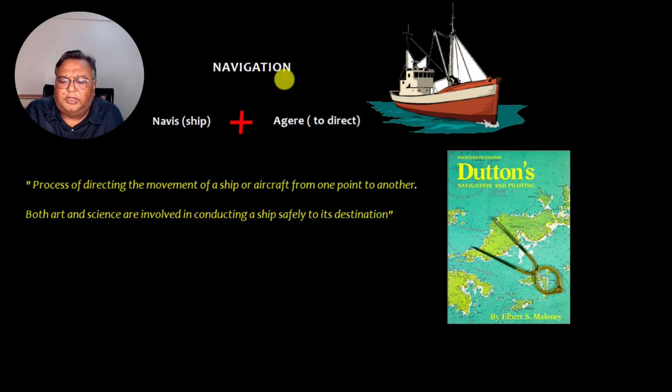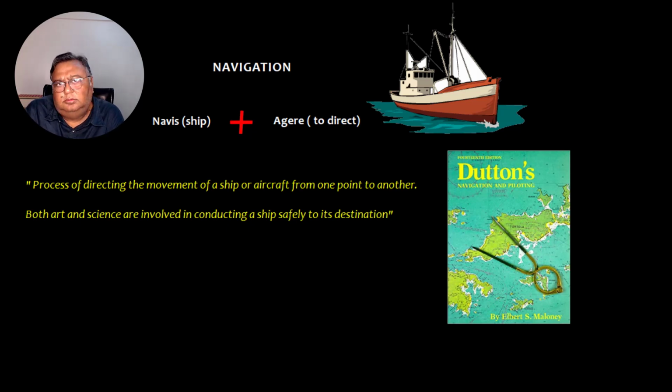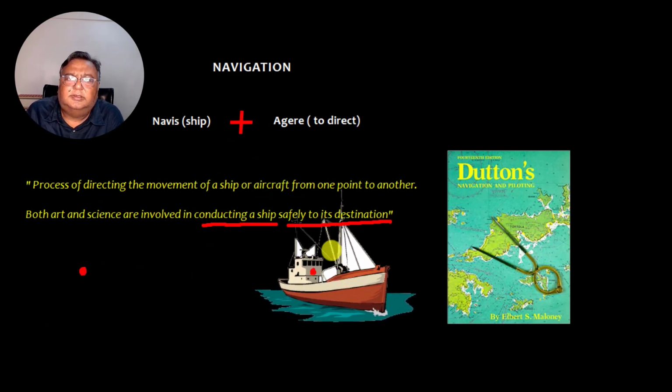Let's talk about navigation. Navigation is made up of the words navis, that is ship, and agere, which means to direct. Basically, this is the process of directing the movement of a ship or aircraft from one point to another. It is both art and science, which involves conducting a ship safely to its destination. So, if this is point A and this is point B, the ship has to go from this point to this point. That is navigation, and it has to go safely, right?